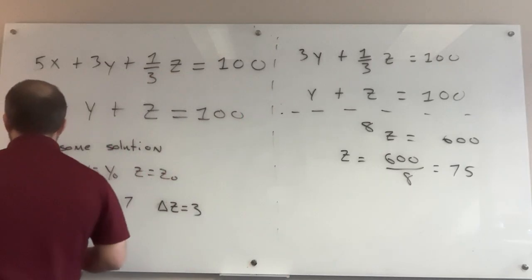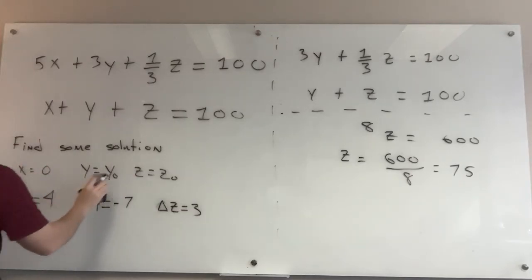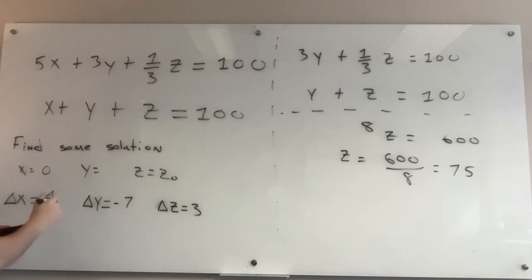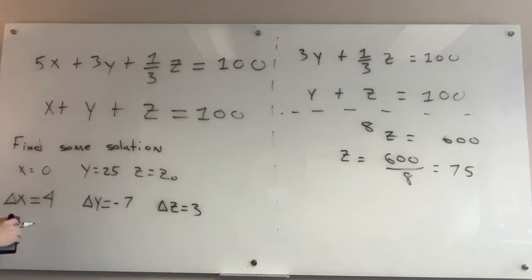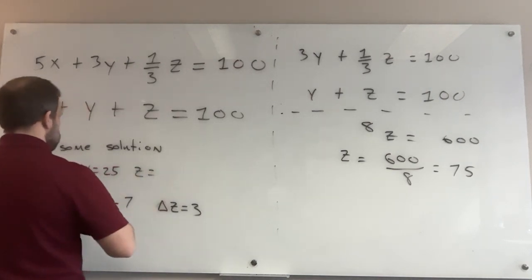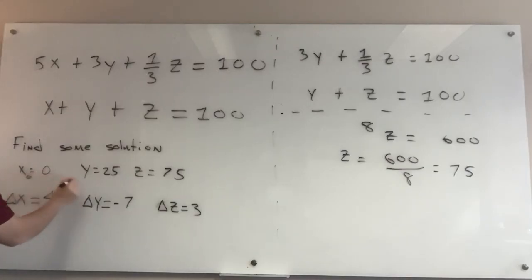Okay, so I can have one solution, x is equal to 0, y is going to be equal to 25, and then z is going to be equal to 75. So I'm going to call these x naught, y naught, and z naught. This is my first solution.